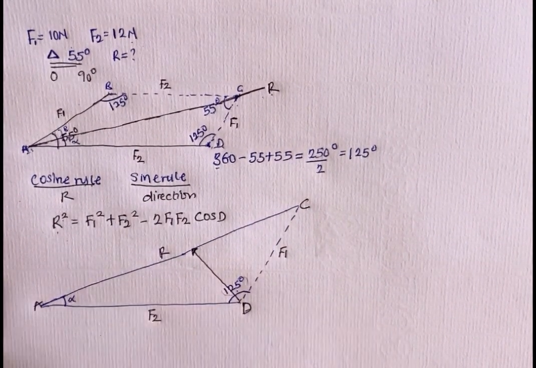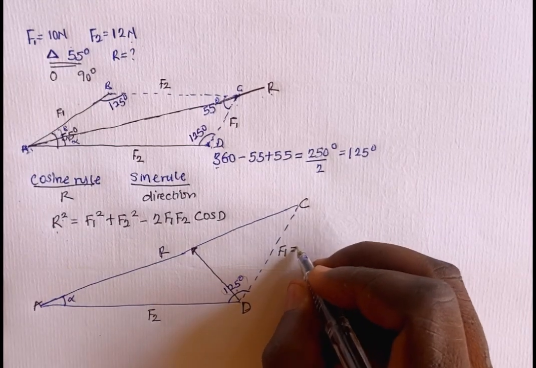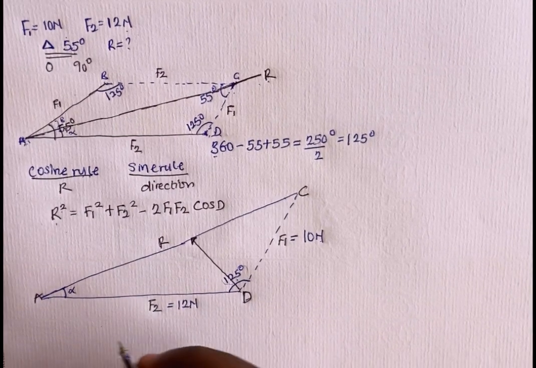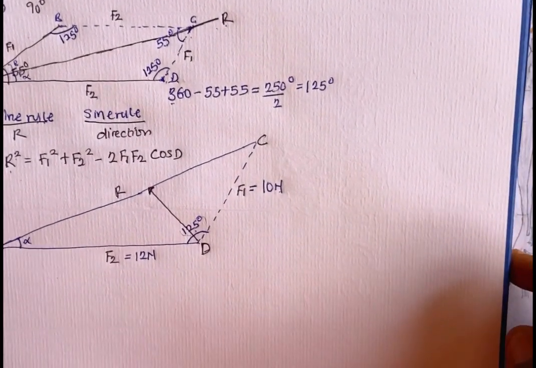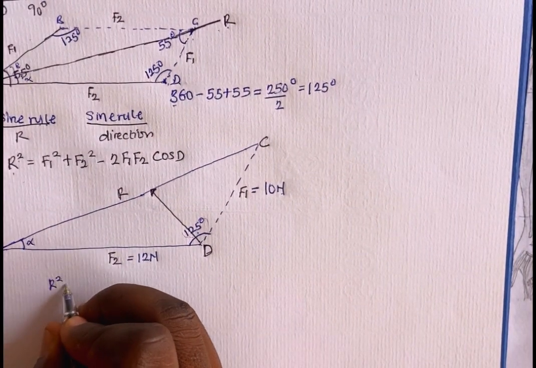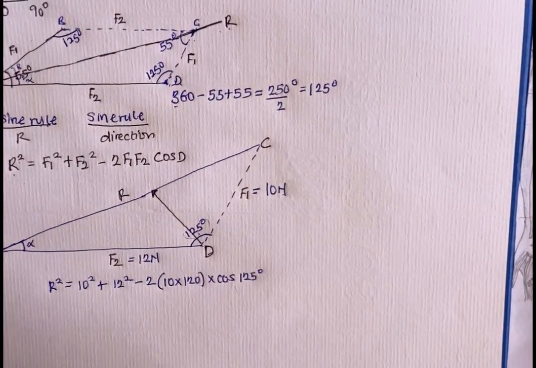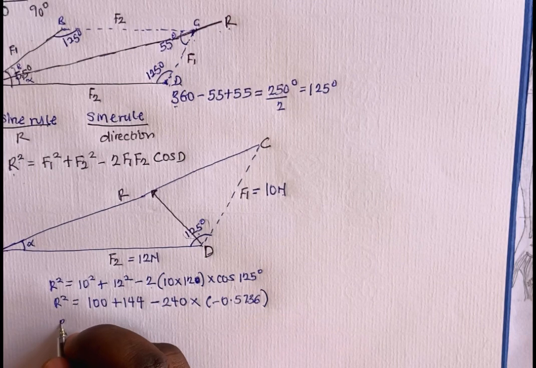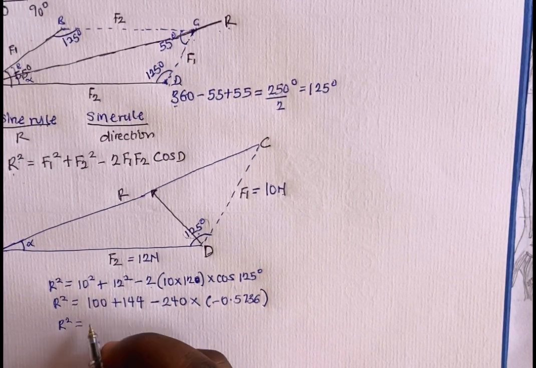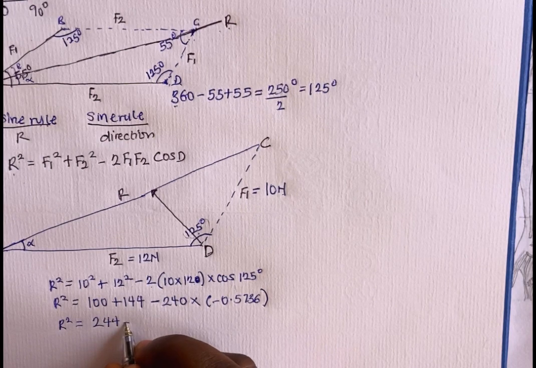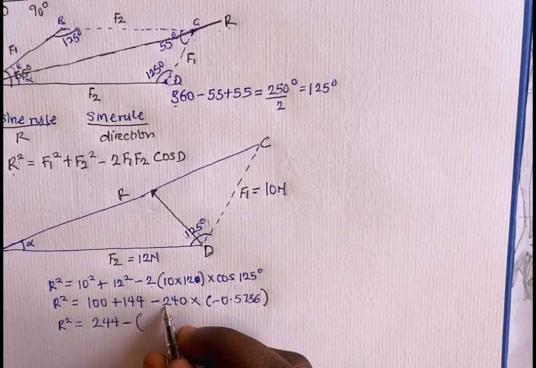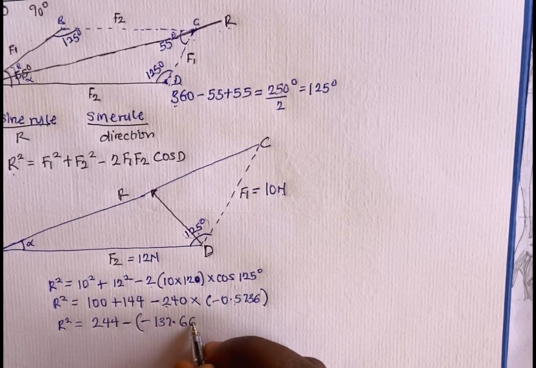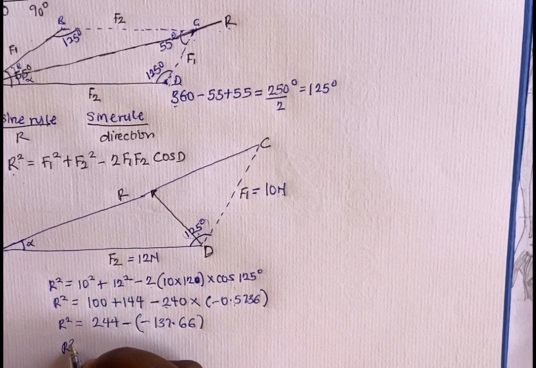So using this angle 125 degree, I'm having my F1 to be 10 Newton and my F2 to be 12 Newton. Then let's go ahead and calculate this using cosine rule. So using cosine rule, R squared equals, what I need to do now is that I'm going to simplify this. Our R squared is, everything is 244, then minus into bracket 240 multiplied by this is going to give me minus 137.66, right?